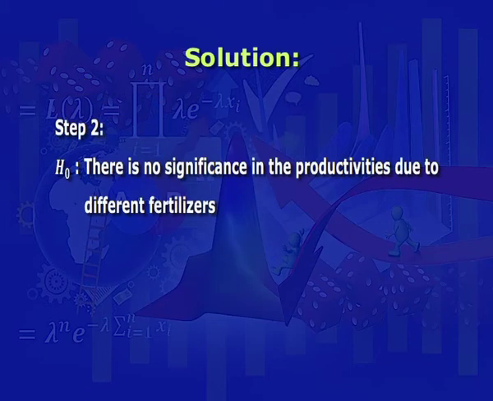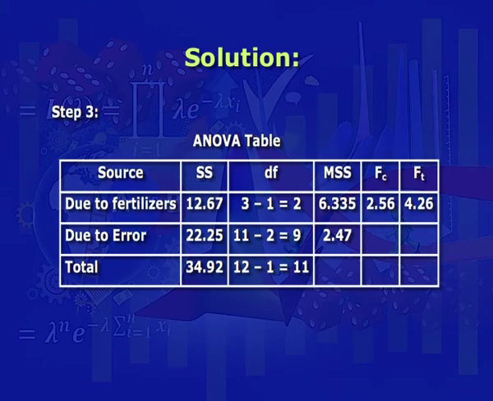Now we define the hypothesis. Step 2. The null hypothesis H0: there is no significant difference in the mean productivities due to different fertilizers. In step 3, we prepare the ANOVA table as follows.